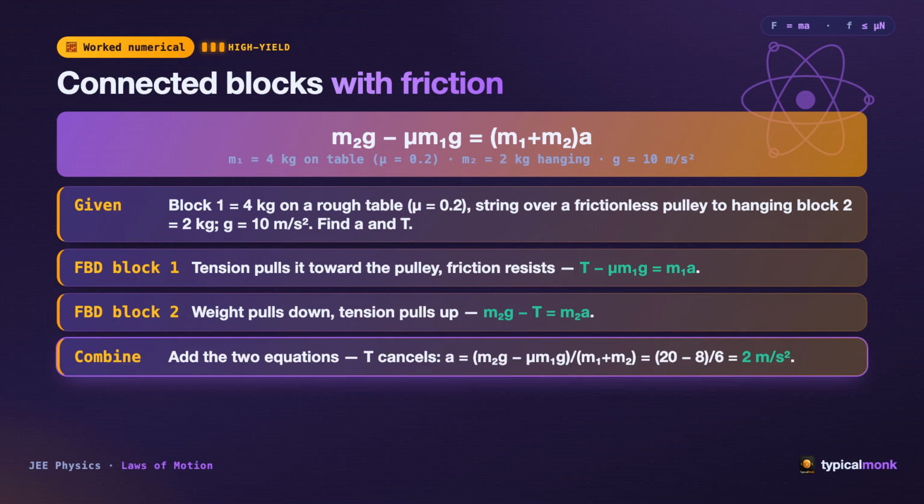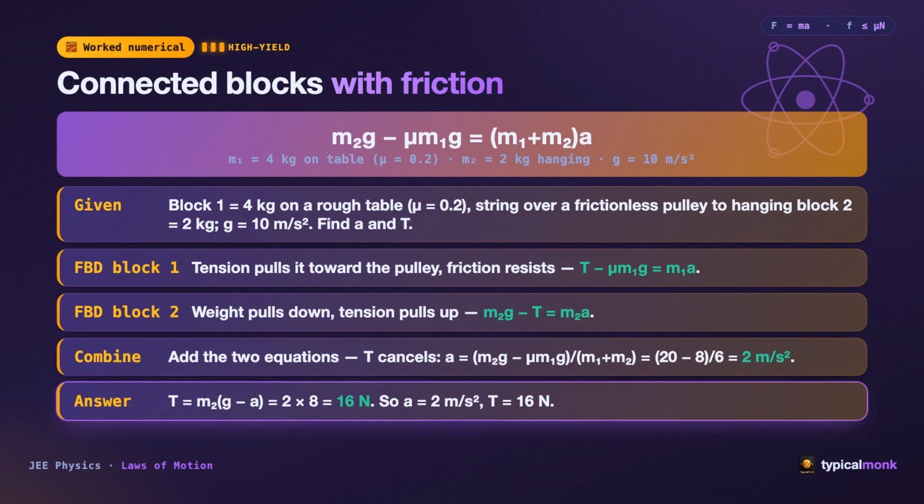Step 4. Combine, add the two equations, so tension cancels: M2G minus mu times M1 times G equals M1 plus M2, all times A. Substituting, 10 times 2 minus 0.2 times 4 over 6 gives A equals 2 meters per second squared.